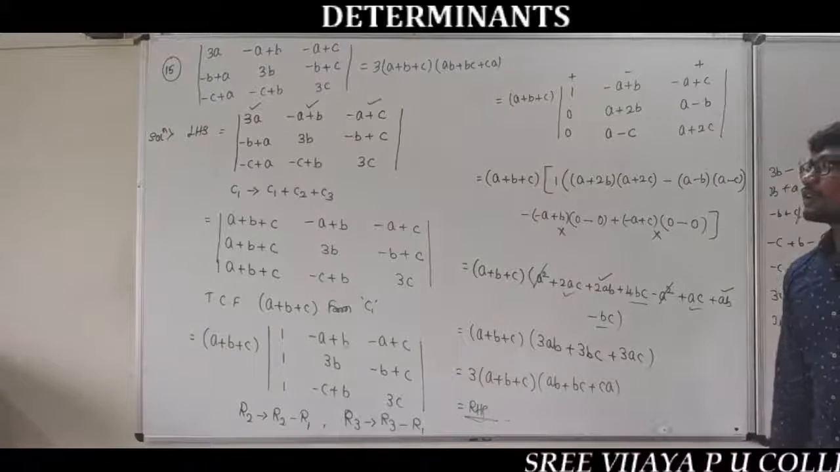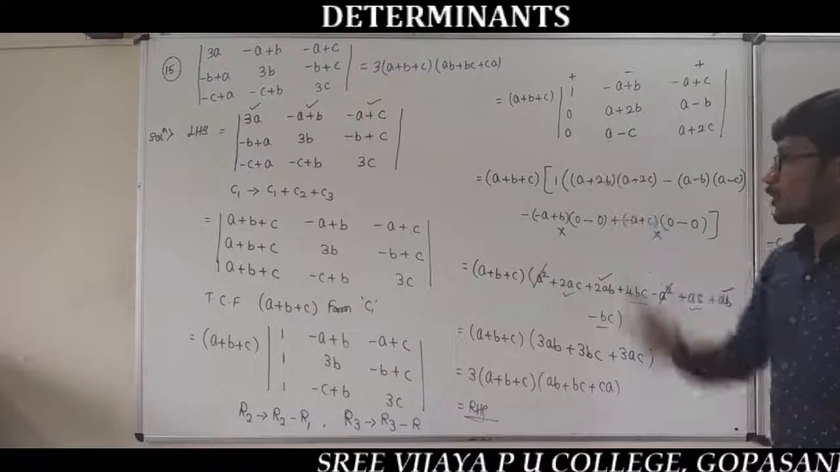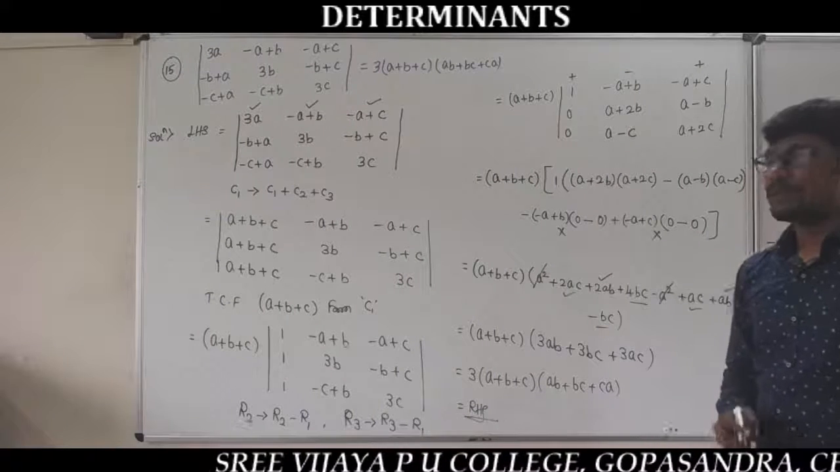So this is how you can prove the determinants by using properties. Okay? Next one.